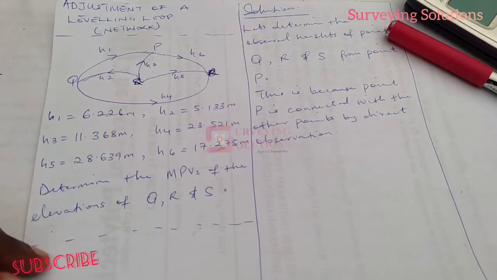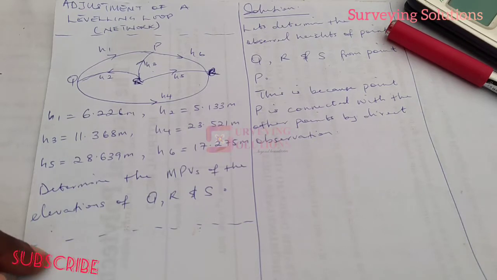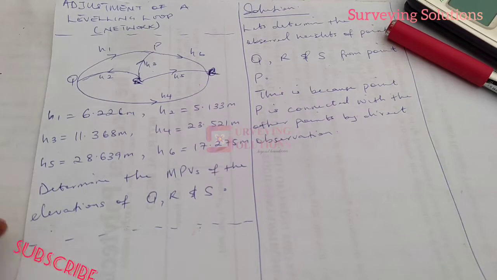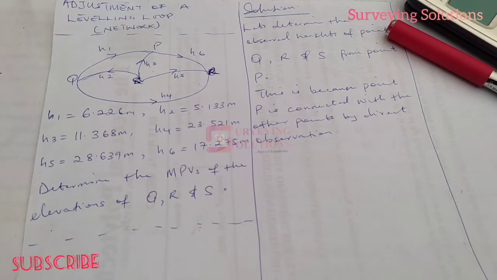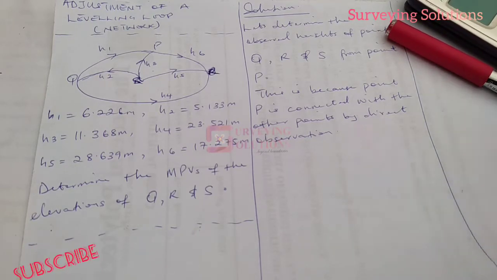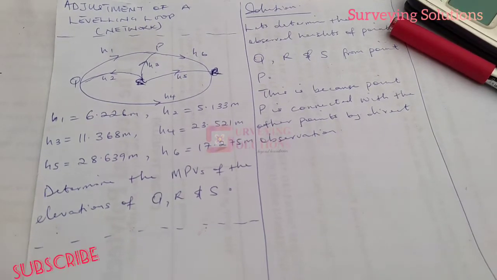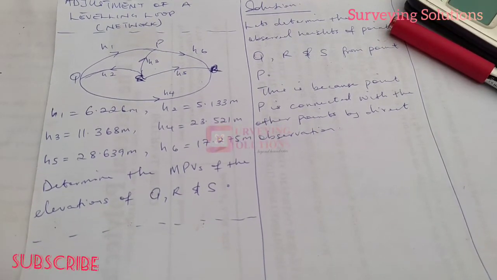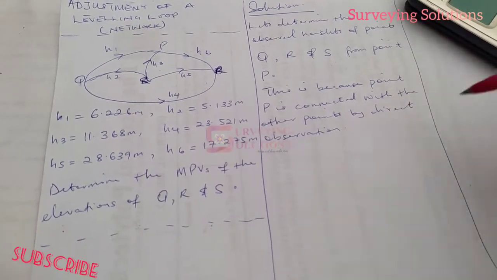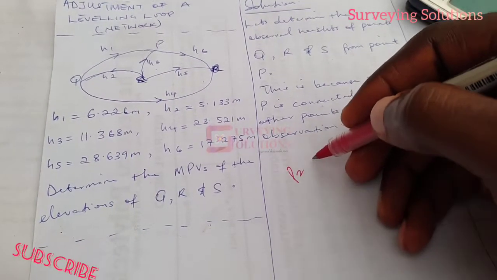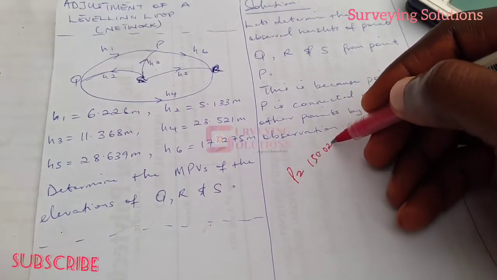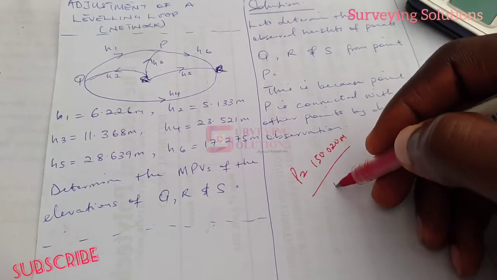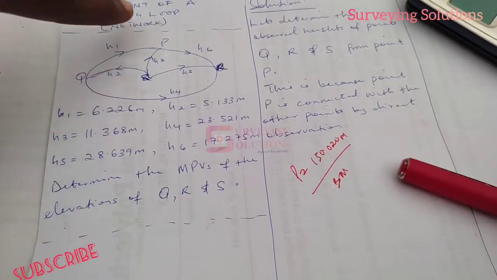Now let's look at the question. So they said we should determine the most probable values of the elevations of Q, R, and S. Now you can see from the question, we did not write the elevation of P; that was given to us. The elevation of P given to us is 150.020 meters. Let's say we have P equal to 150.020 meters. This is actually the benchmark that was given to us. That is the elevation of this point here.